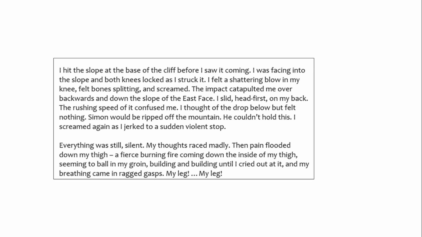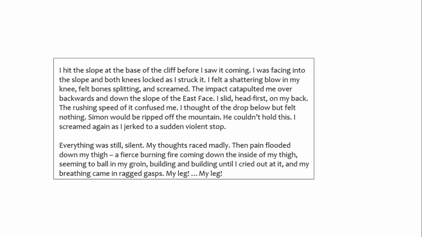Okay, so I'll very quickly read it. I hit the slope at the base of the cliff before I saw it coming. I was facing onto the slope and both knees locked as I struck it. I felt a shattering blow in my knee, felt bones splitting and screamed. The impact catapulted me over backwards and down the slope of the east face. I slid head first on my back.